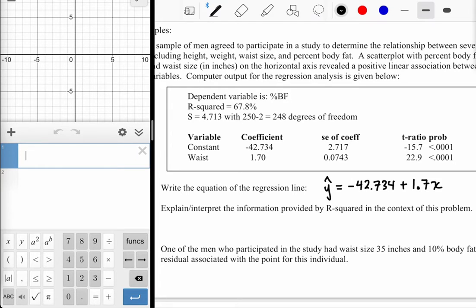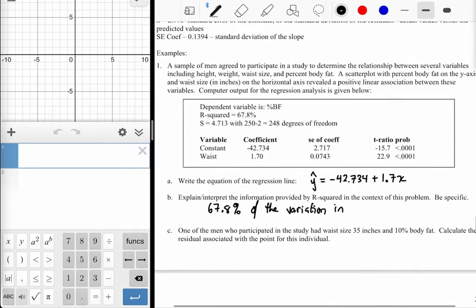Explain, interpret the information provided by the r squared in the context of this problem. So coefficient of determination is the percent of variation in one variable that can be explained by variation in the other variable. So the r squared value is 67.8. So what that's saying is 67.8% of the variation in the context of the problem. So we have to go back to the context.